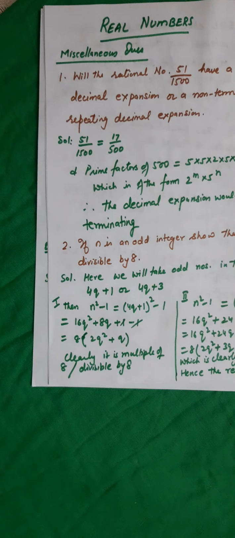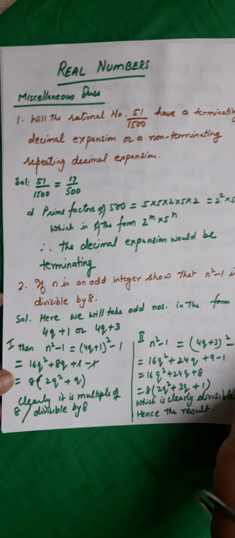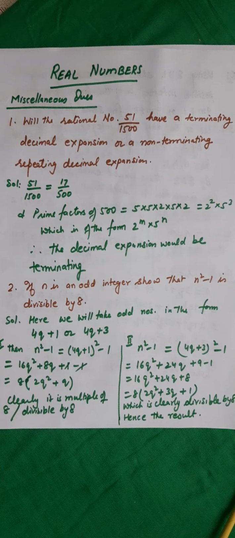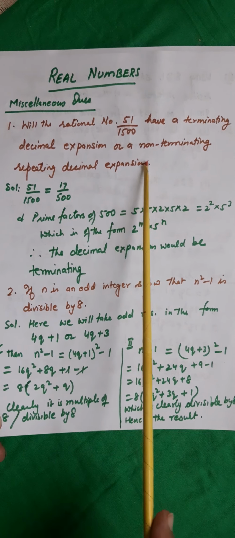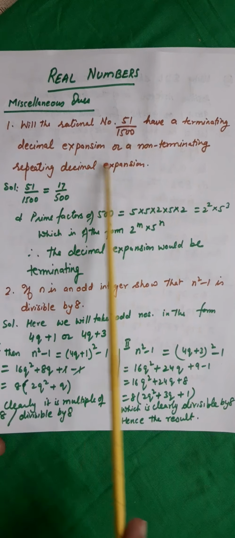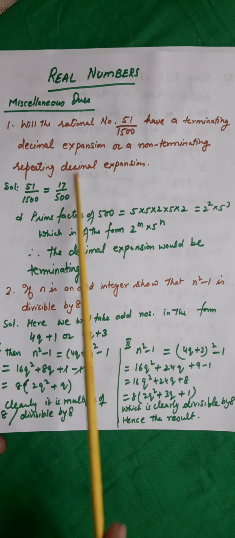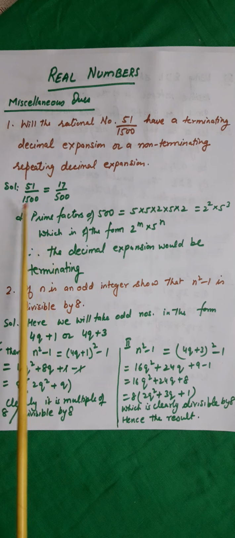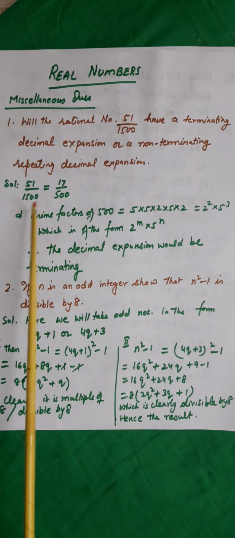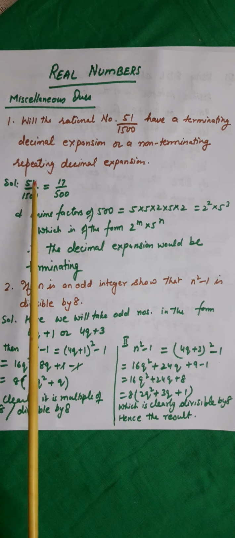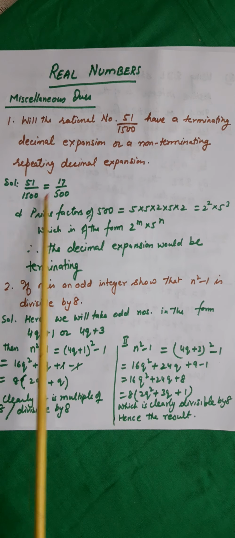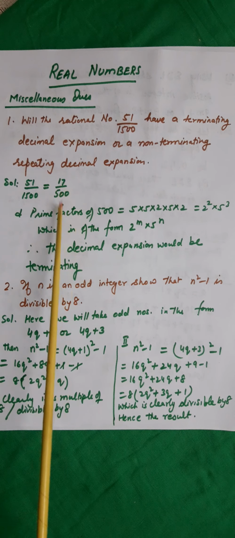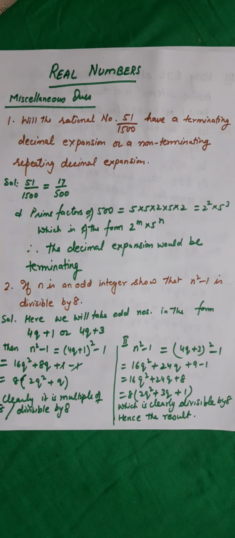Now let us take some miscellaneous examples on real numbers that have been taken from your board papers. First one, will the rational number 51 upon 1500 have a terminating decimal expansion or a non-terminating repeating decimal expansion? So here in this, first of all, we will see whether this is in the standard form or not. Very important. So yes, I see that 3 is a common factor of the numerator and denominator. So I cancel it and I get 17 upon 500.